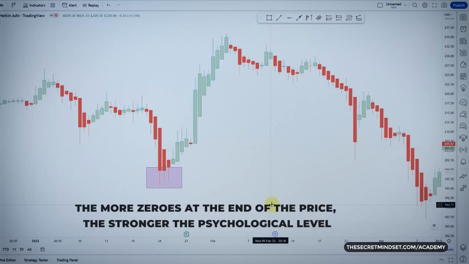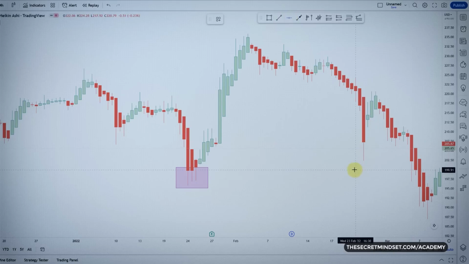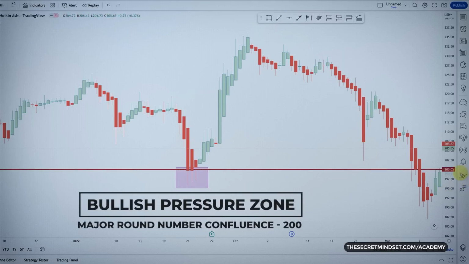Usually, the more zeros at the end of the price, the stronger the psychological level. In this chart, we have a perfect textbook example. Three consecutive wicks forming our bullish pressure zone, appearing at a major round number, 200. I will take this buy trade every time I see it.